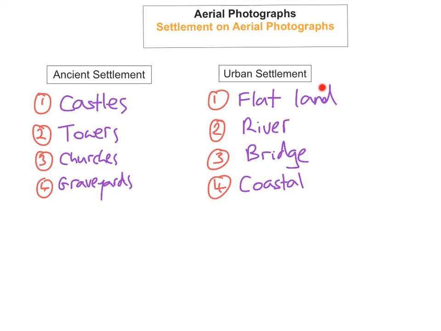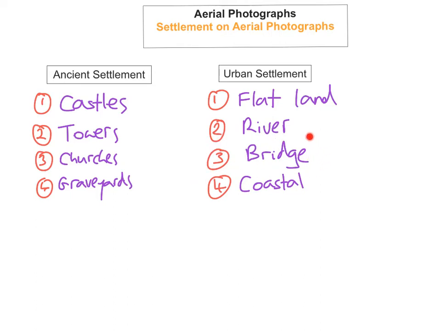Okay, so how to identify urban settlement? Well, many towns and cities begin where there's flat low-lying land because it's easier to construct roads and houses and infrastructure on flat low-lying land. In the past, and still now, many urban settlements are based around rivers because in the past people used rivers for transport, for washing, for food. So many big towns and big cities are built on or beside rivers.